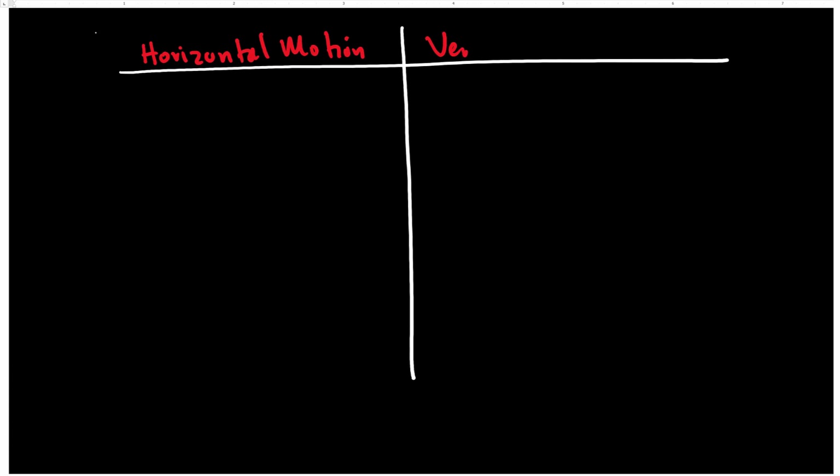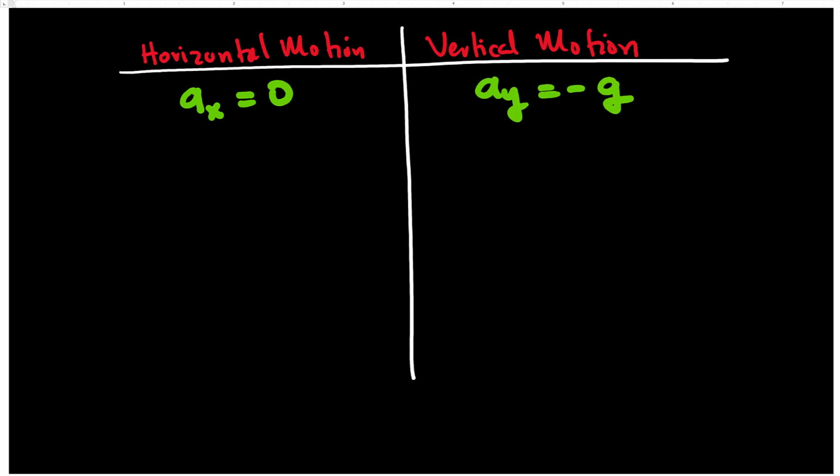And this will be the vertical motion. Right here, we'll write down the equations of motion for horizontal motion. I'll write down the kinematics equations of motion for the vertical motion. The very first thing that you need to take note of is the fact that AX is 0 and AY is just equal to negative G. That is the very first thing that you need to take note of.